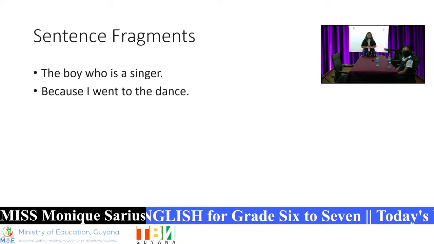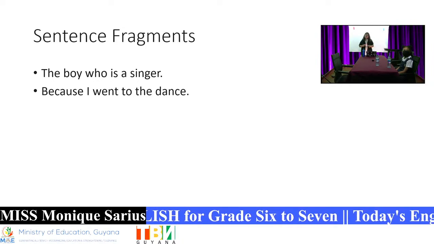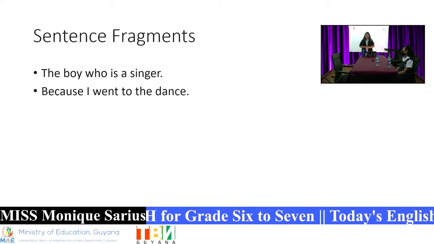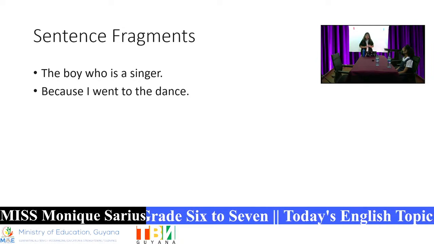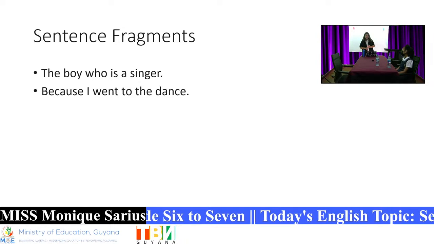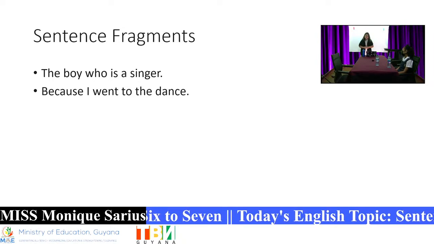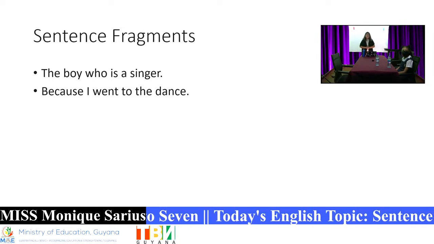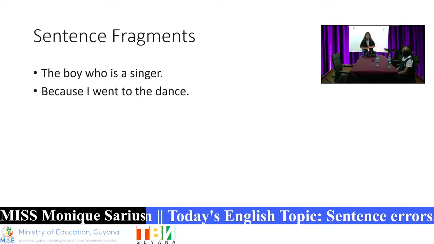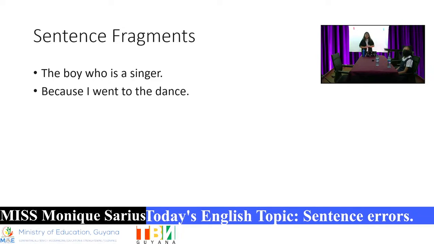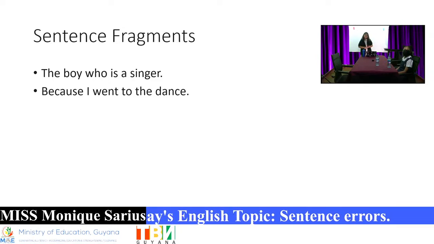Sentence fragments. In our very first session, we spoke about clauses and what makes a sentence a sentence. It must have a subject, a verb, and it must make complete sense. So given that definition, let's see what's this here. The boy who is a singer. We have a subject. What's the subject, Azaria? What's it about, or who is it about? The boy. Good. It has a verb, is, but does it make complete sense?